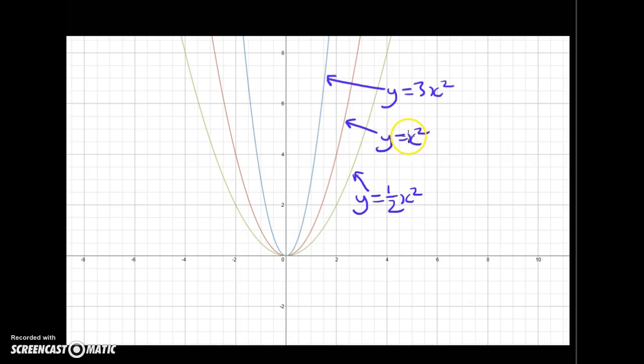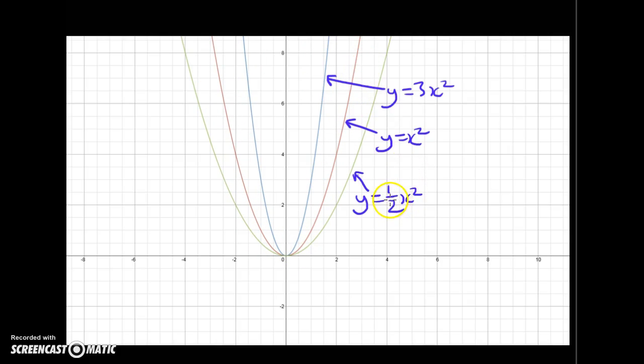So this time we're going to look at varying the number in front of the x squared. What happens to the graph? So we're going to have a number greater than 1 and a number between 0 and 1. So our middle graph here is our normal y equals x squared. So if we look at when we make the number greater than 1, so say y equals 3x squared, you can see this graph here is steeper than our original y equals x squared.